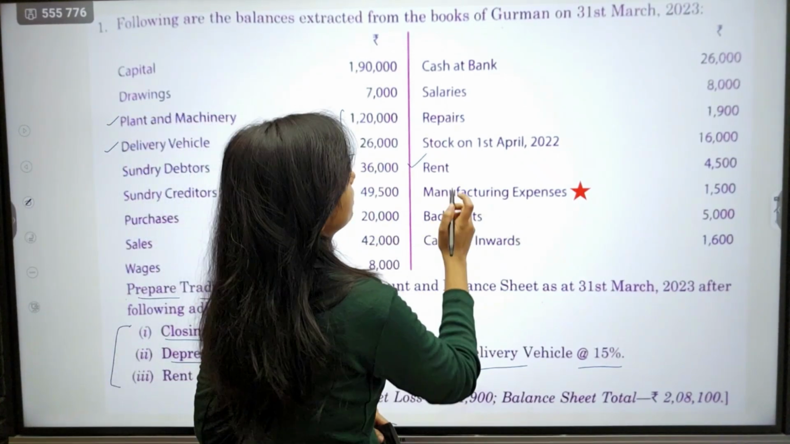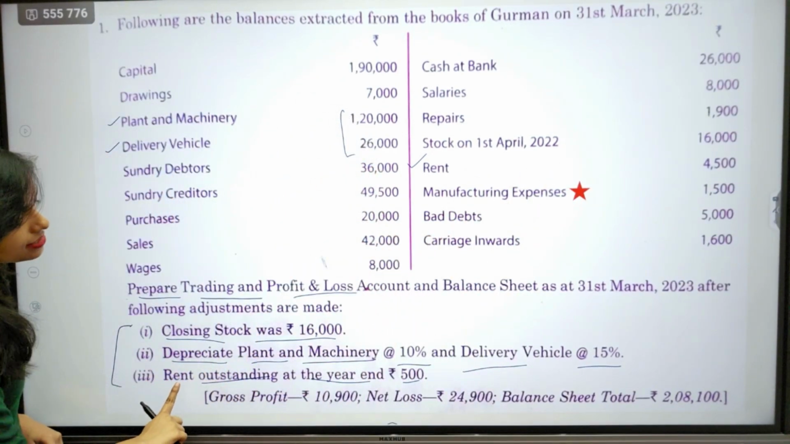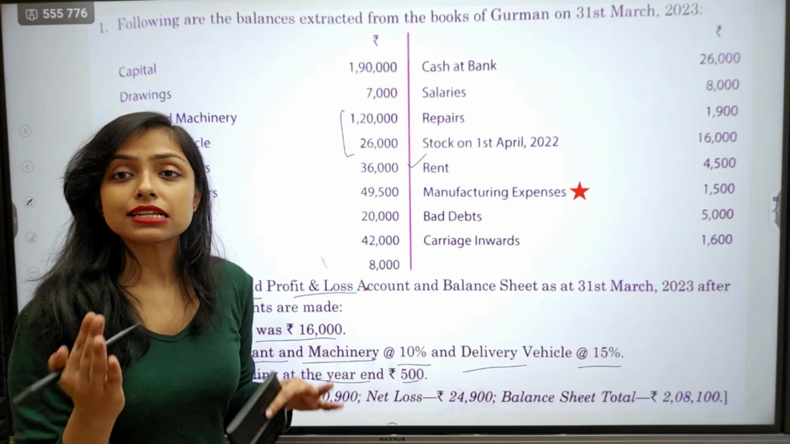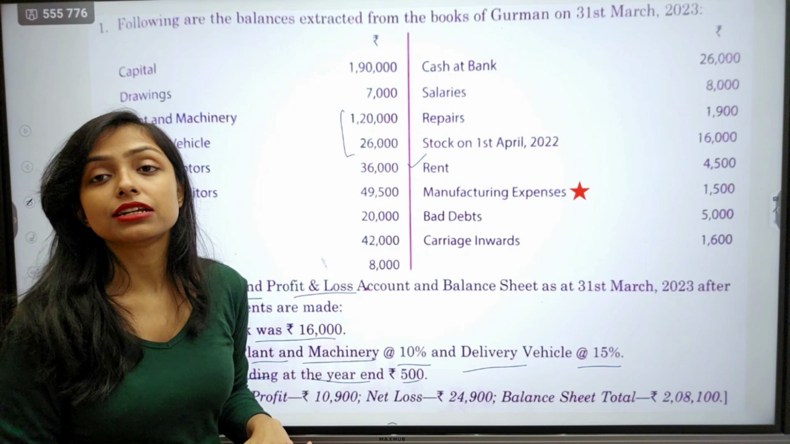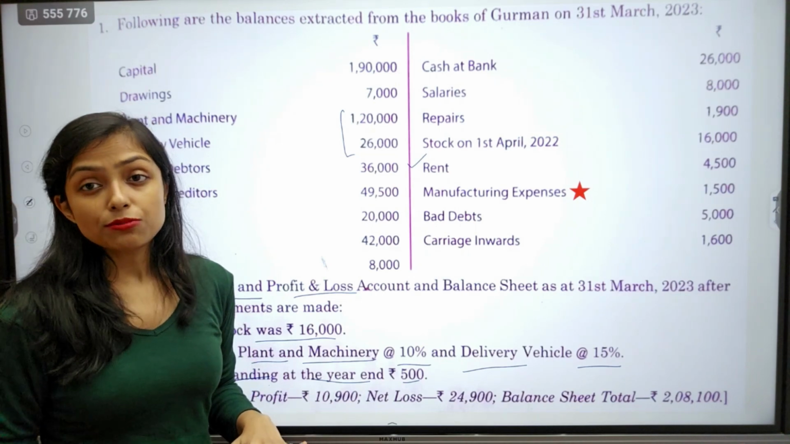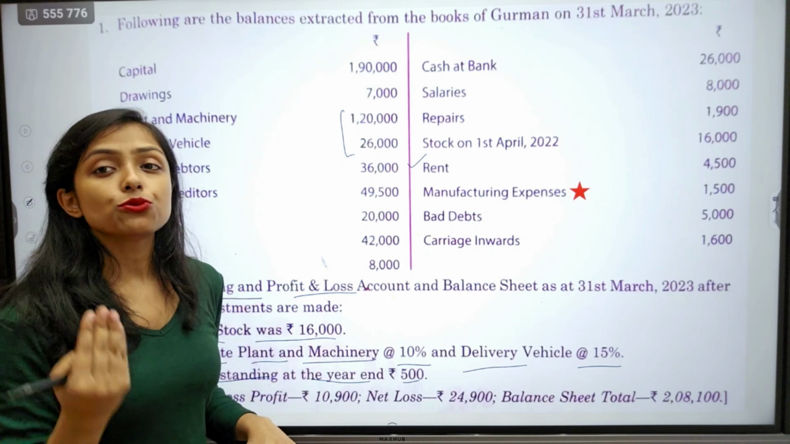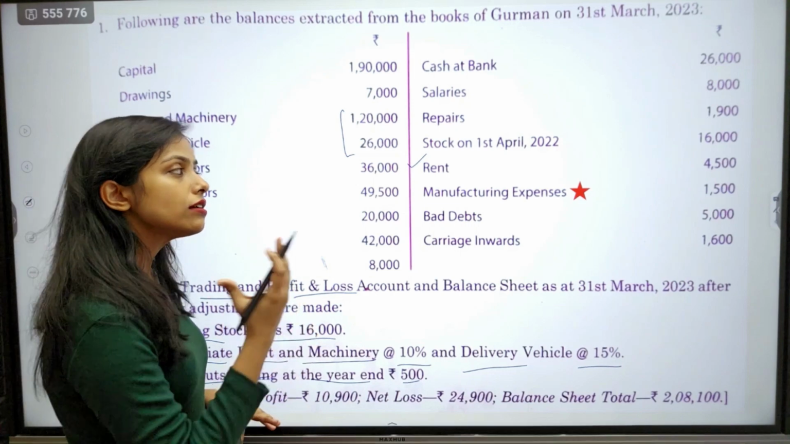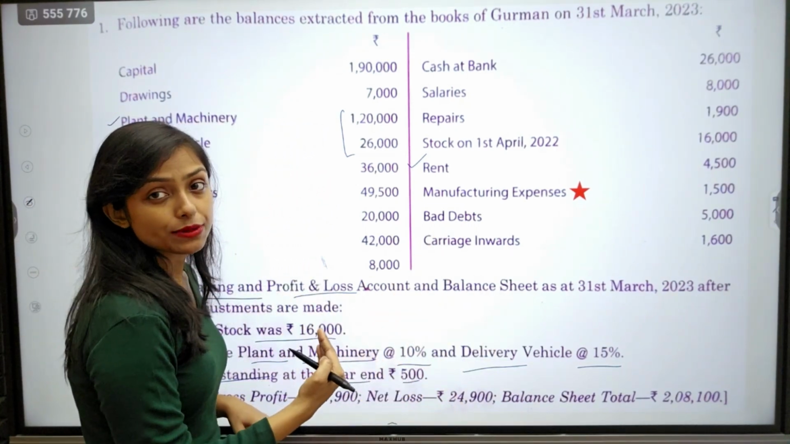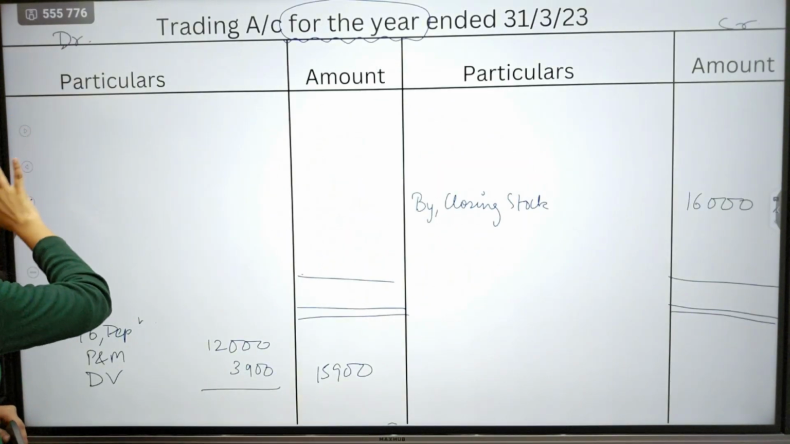Do not do that. Rent is 4,500 rupees, and since it is saying in the adjustments that rent is outstanding, 500 rupees is outstanding, means it is still standing as a liability. I had to pay 500 rupees also in this year only, because this expense belongs to this year. As per accrual concept, hence I am going to include this expense, 500 rupees expense, as this year's expense only. So what will I do? Let's see. At two places I'll adjust it.